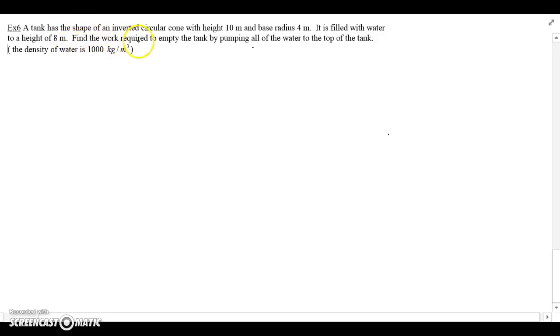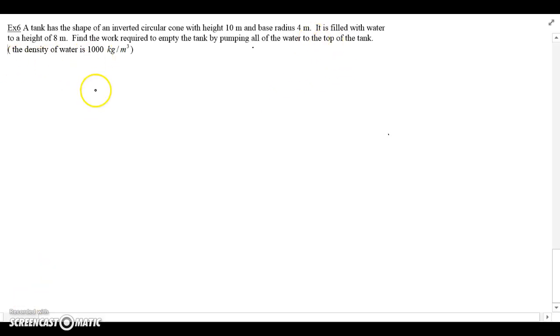A tank has the shape of an inverted circular cone with height 10 meters and base radius 4 meters. It's filled with water up to 8 meters of height. We're supposed to find the work required to empty the tank by pumping all of the water from the top. And they also provide us with the density of water.